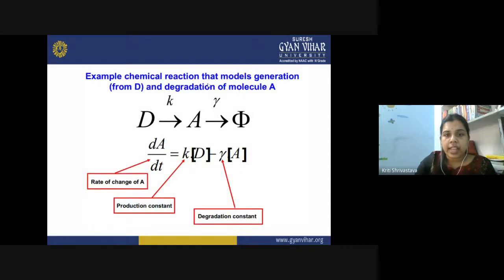Now this is the chemical reaction that models the generation from D and degradation of molecule A. So from D we are getting A, and this is further decomposing into phi. So here the rate of the change of A is dA upon dt. This is the production constant K for this first reaction, that is the generation reaction, and minus this is the degradation constant. So this is actually showing the degradation of the molecule A into phi. So this would be minus gamma A. That is how you represent the rate of this overall reaction.